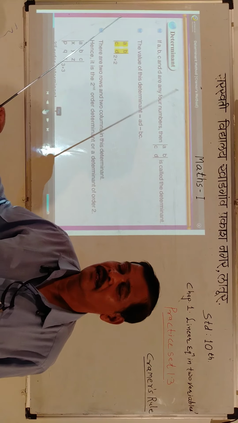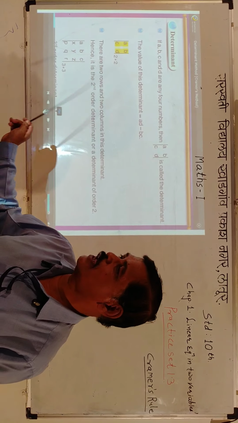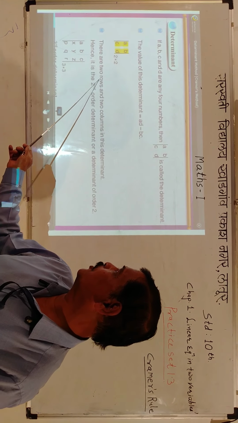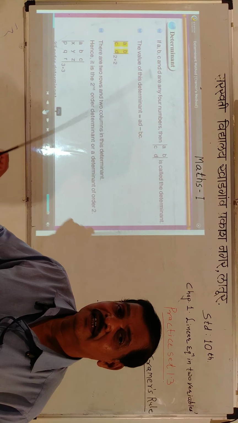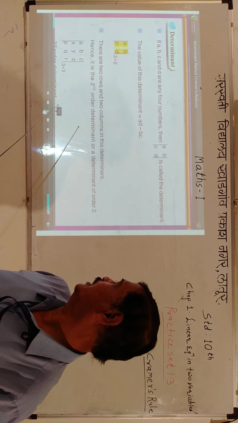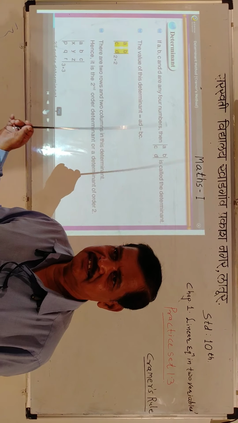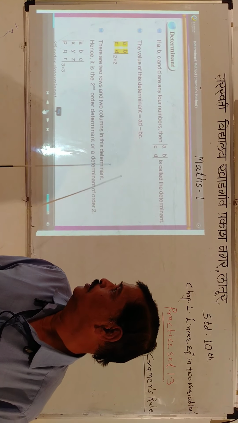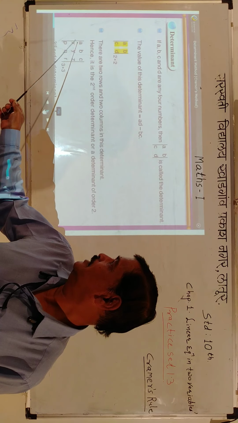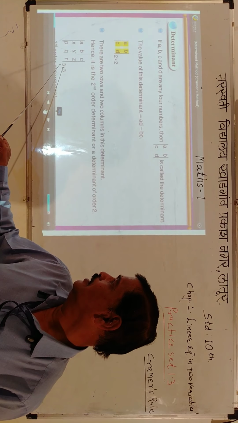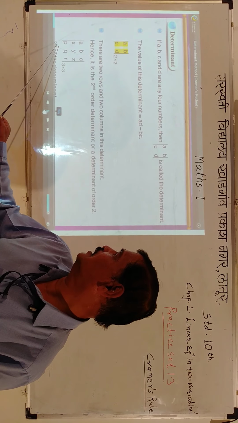This determinant is 2 by 2, means 2 columns and 2 rows are there. Therefore, there are 2 rows and 2 columns in this determinant. Hence, it is the second order determinant or the determinant of order 2. Means this determinant has the order 2. The higher order determinants are also there. A, B, C in this row, X, Y, Z, P, Q, R, then 3 by 3. So that this determinant is called as the third order determinant.